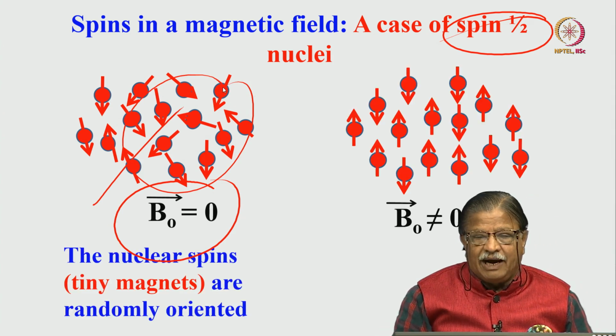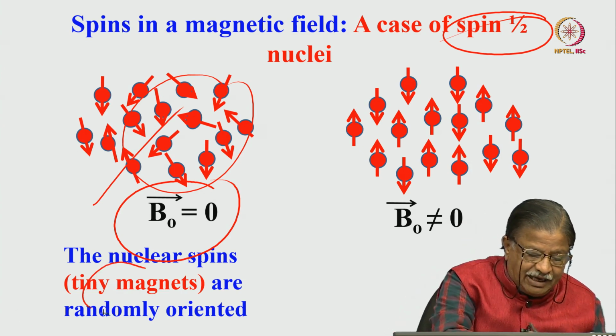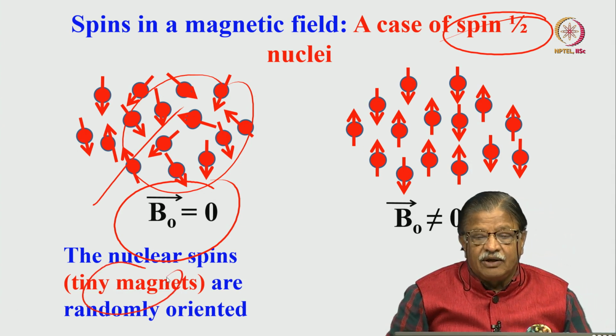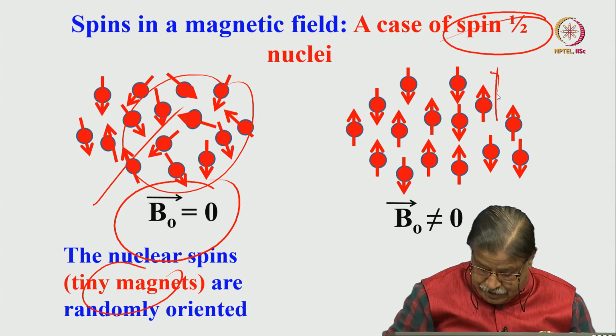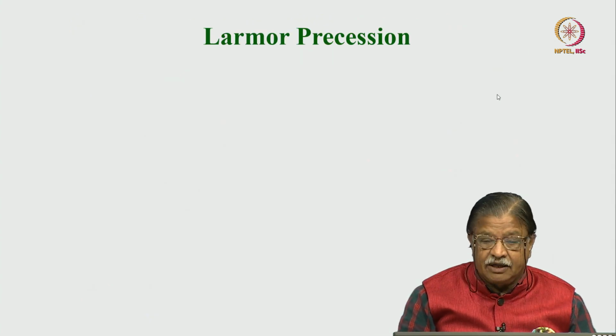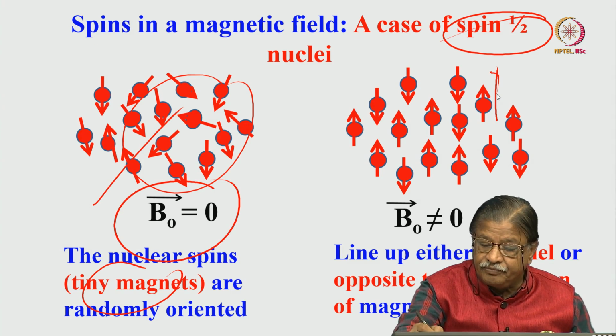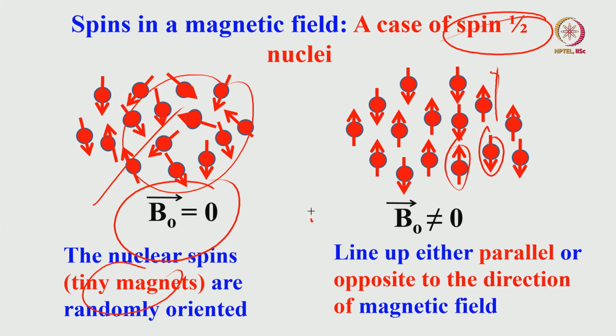As soon as I put them in a magnetic field, these tiny magnets start aligning like this. You can see some are in the direction of the field and some are in the direction opposite to the field. This is the magnetic field direction B0. They line up either parallel or opposite the direction of the magnetic field as soon as they are put in the magnetic field. And then what is going to happen?